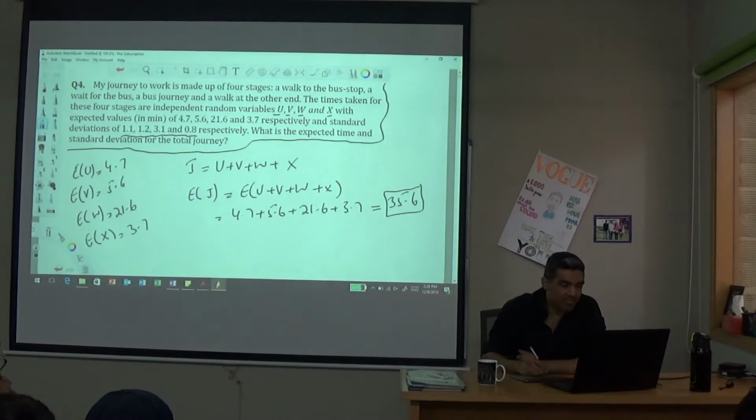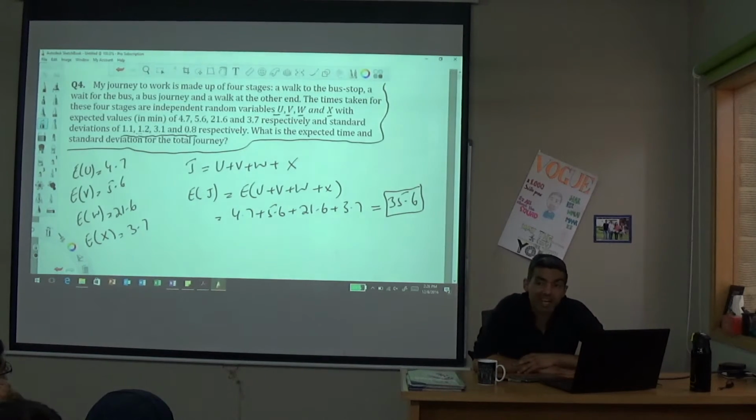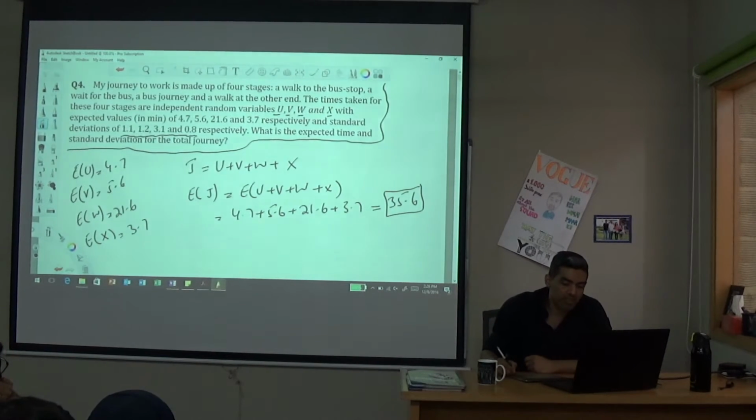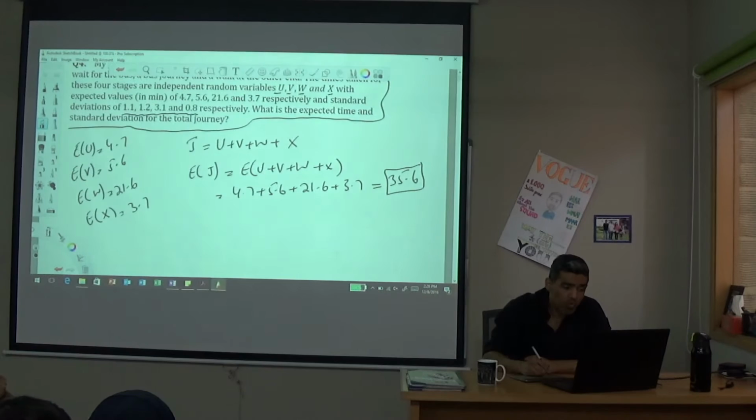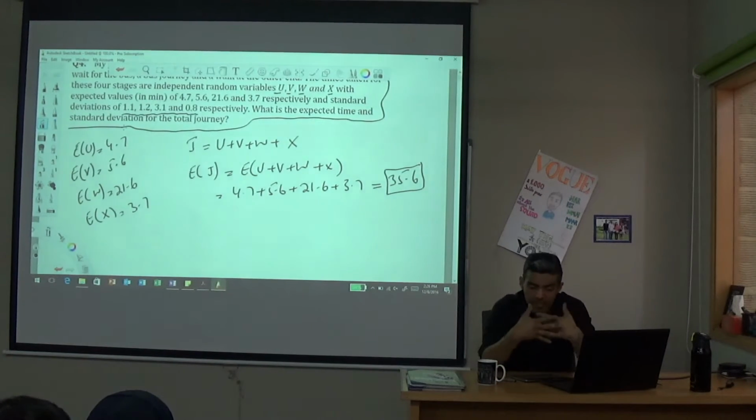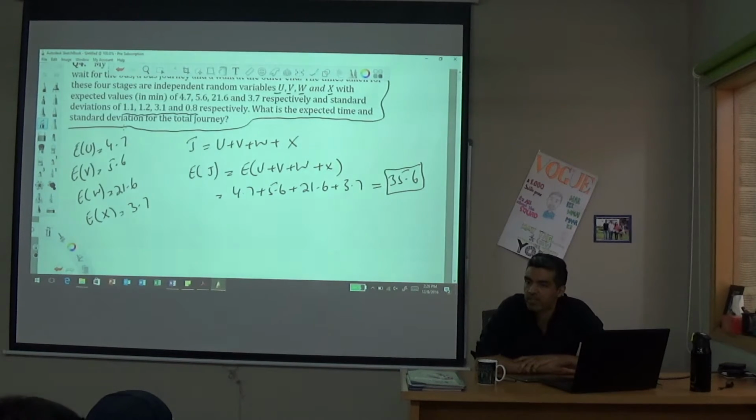By the way, these values 1.1, 1.2, 3.1, please be careful, these are standard deviations, not variances. When they are asking for the overall standard deviation, the summation formula that we have is only for variances, not for standard deviations. So you will have to first convert them to individual variances, then add them up, and then convert it back to the standard deviation. You just can't add the standard deviations to get the total standard deviation.